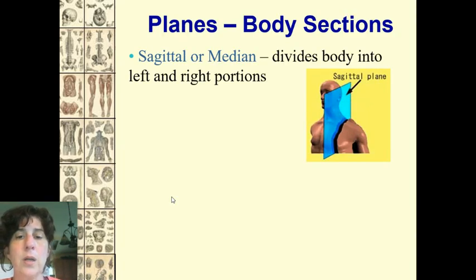Body planes. We're going to do cross, and you did a cross section when I talked about the serous membranes, but there's other ways to cut the body, and each division, each way to cut something, gives you a different perspective of those organs or those structures. So we look at things in different ways.